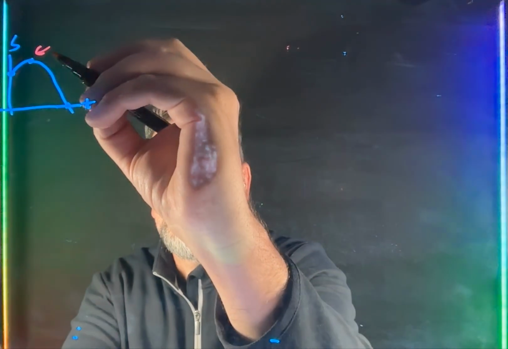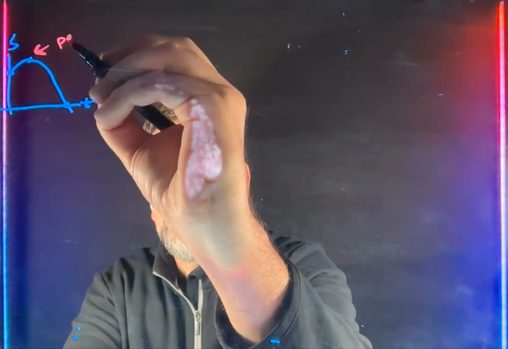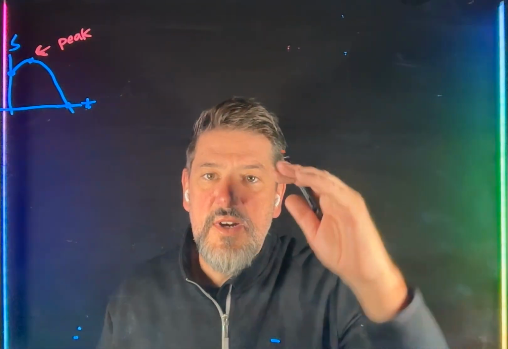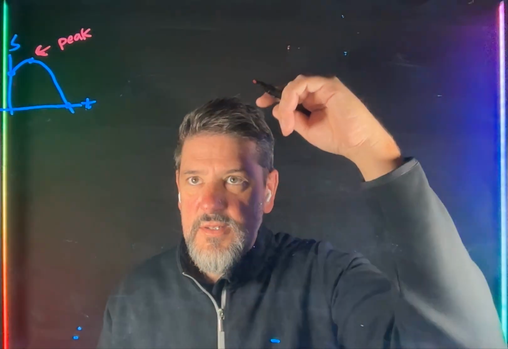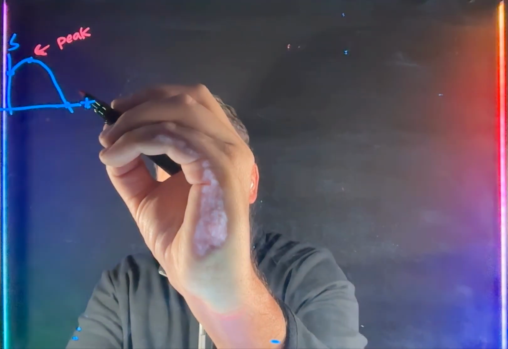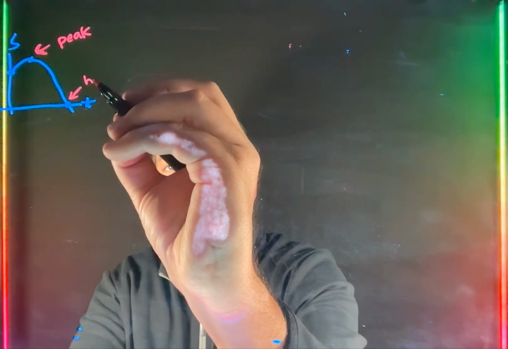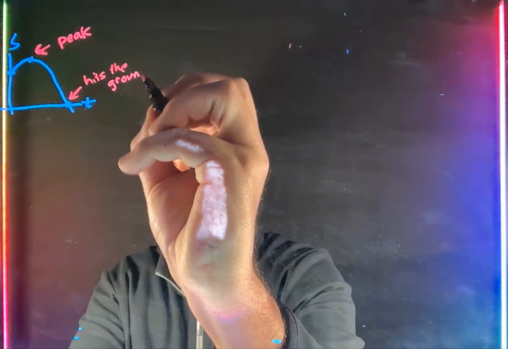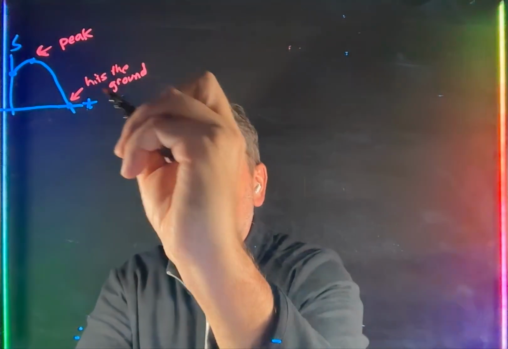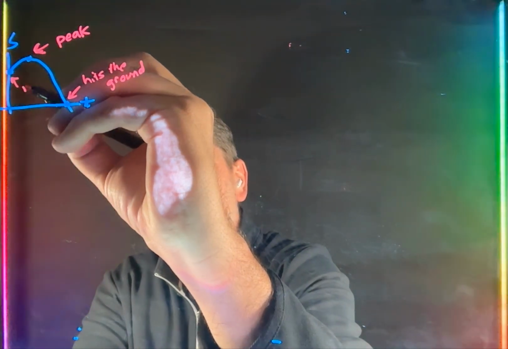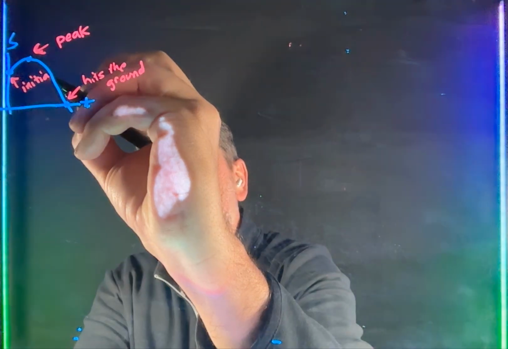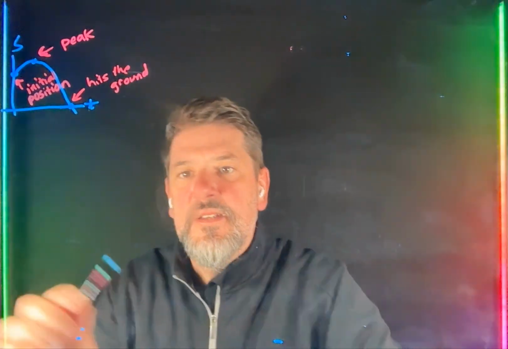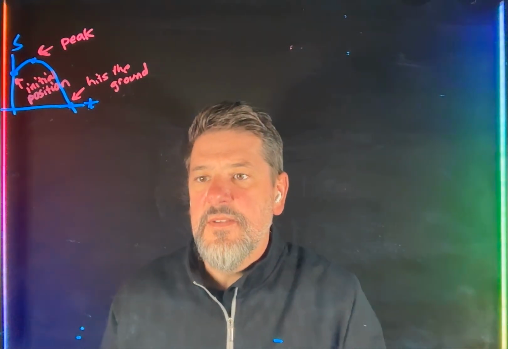So this is going to be your peak. And at the peak, something interesting happens, and that is that it changes direction. It's going up, then it hits a peak, and then it starts going back down again. And then this right here is going to be where it hits the ground. And then this part over here is going to be its initial position right there, initial position. So these are the three most interesting points on a graph when we look at a ball going up and coming back down again.